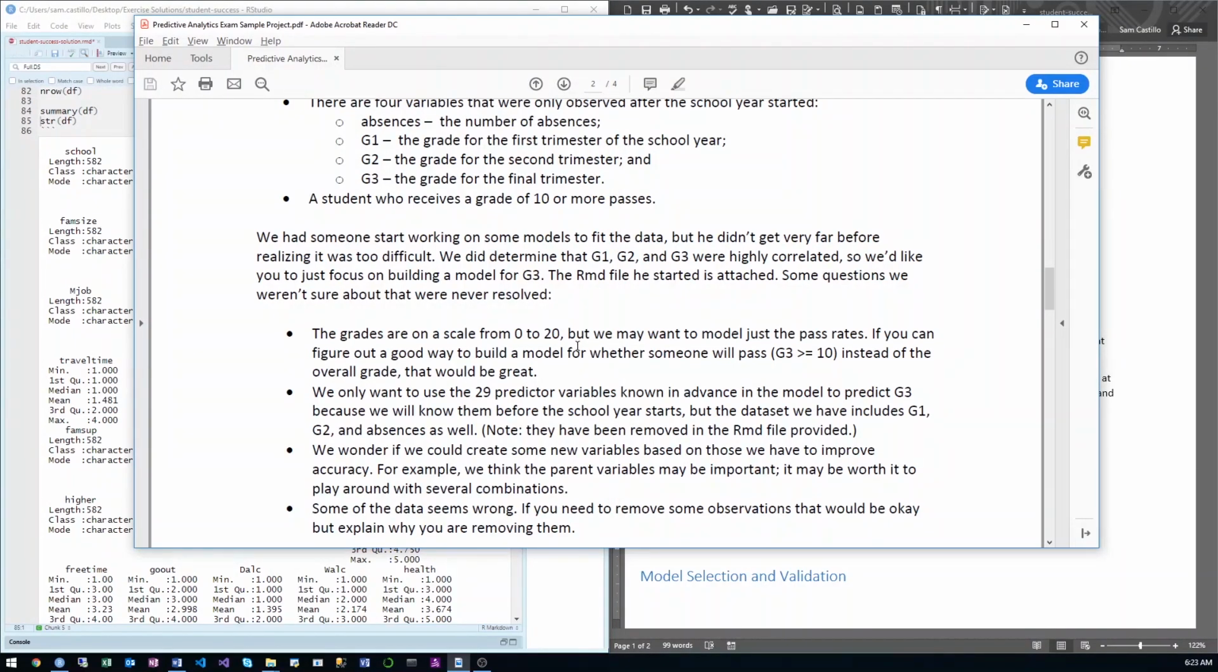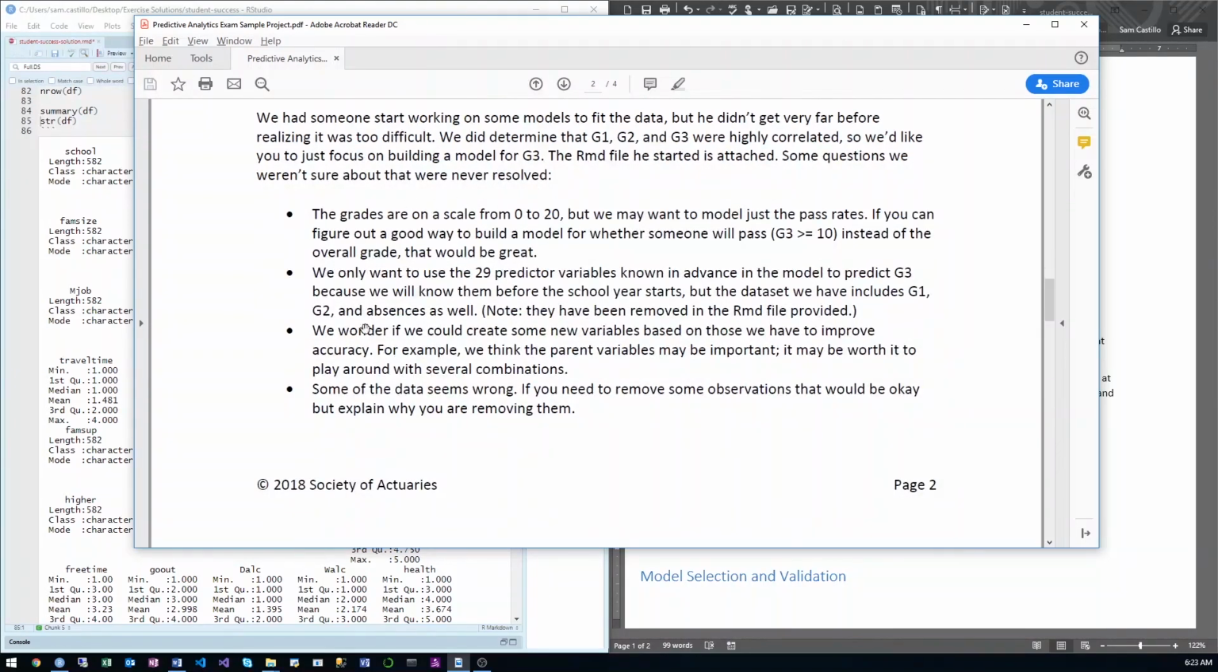It would take me a long time to go through each and every one of them. I believe that's why they gave these questions here, so that you only need to answer the questions that they ask you. The first question we have already answered. The second question: we want to use 29 predictive variables in order to model G3 because we know them before the school year starts. But the data set we have includes G1, G2, and absences. They have been removed in the RMD file provided.